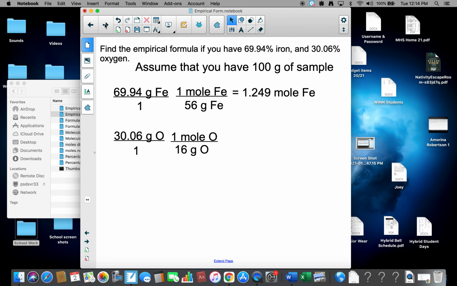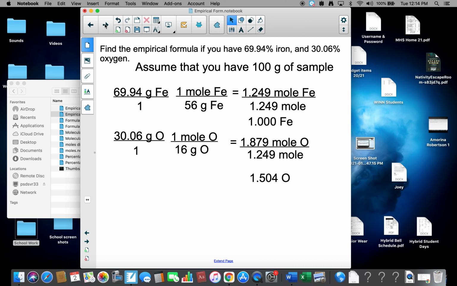Divided through, we get 1.249 moles of iron. We convert it into moles. And 1.879 moles of oxygen. We're going to divide by the smallest number. That would be the 1.249 moles. We divide them both by that same number. We end up with 1.000 iron. There's no moles that cross out.